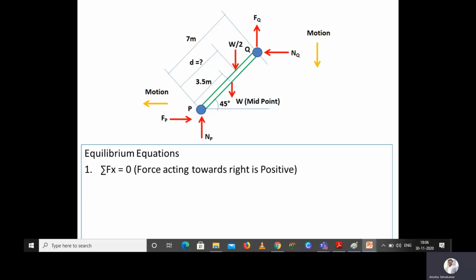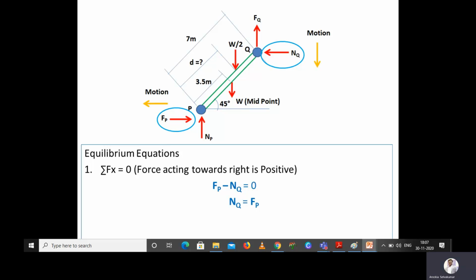The first one is summation of horizontal forces equal to 0. As in the previous case, we take force acting towards the right as positive. Fp and Nq are acting in the horizontal direction. Fp is acting towards the right, so it is positive according to our assumption. Nq is acting towards the left, so it is negative. So we can write the equation Fp minus Nq is equal to 0, and from this Nq is equal to Fp.